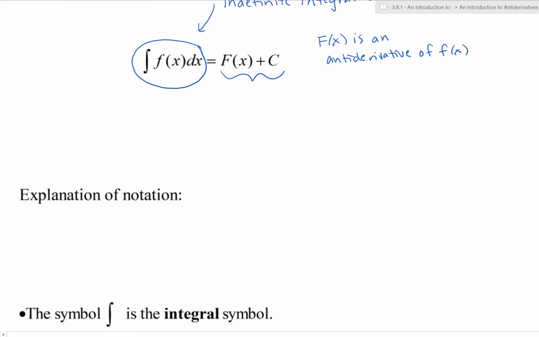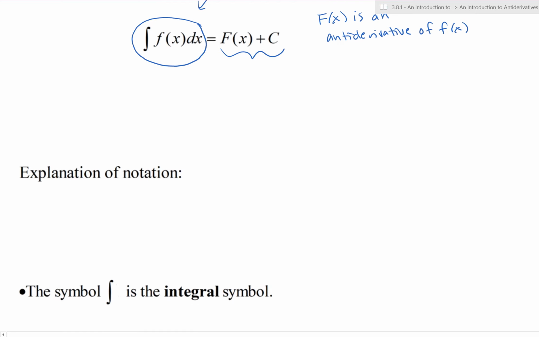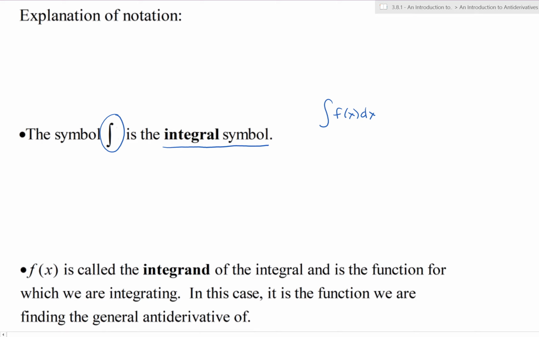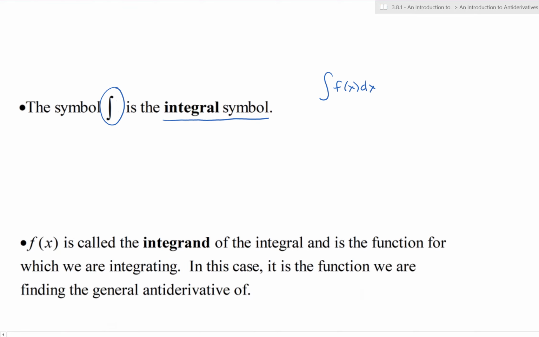First of all, that elongated looking S symbol is referred to right here as the integral symbol. It comes from further concepts which we're not going to get into in this video, but that is our symbol which we call an integral symbol. Let me rewrite here, integral f of x dx, so we see it. The function f of x within the integral is called the integrand, and that is the function for which we say we are integrating. In this case, it is the function for which we are finding the general antiderivative.